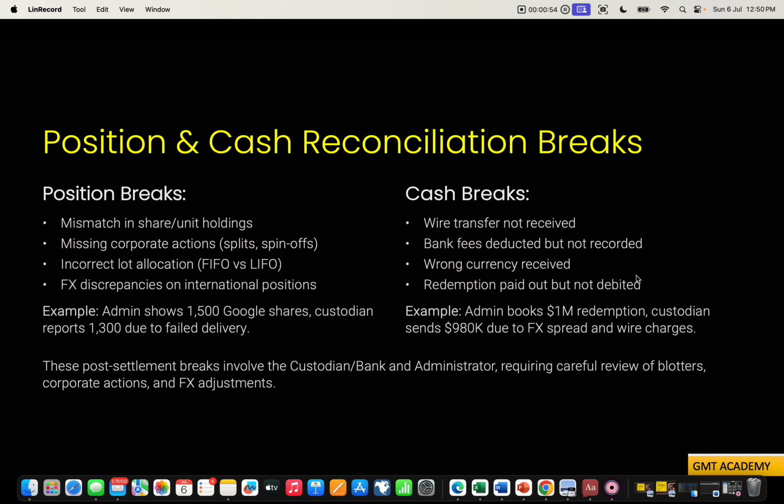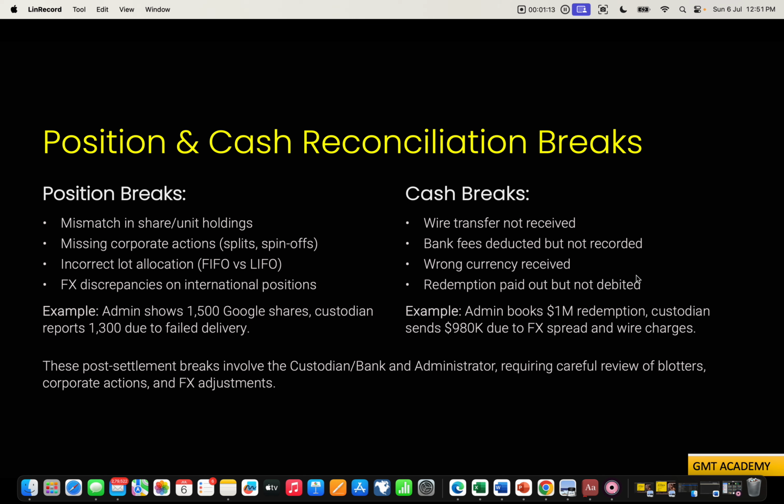The position break will be, you think that you hold 1500 shares, but the custodian says that you have only 1300 shares. Due to that, a trade failed for 200 shares and your admin still reflects it.